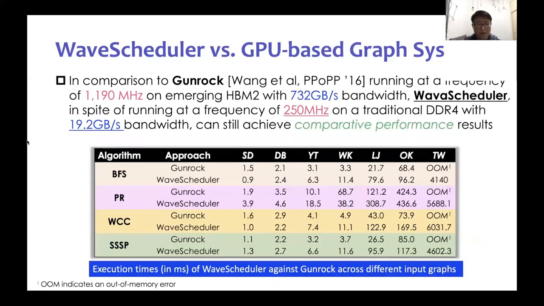We finally compared Weave Scheduler with the state-of-the-art GPU-based graph processing system, Gunrock. Weave Scheduler can still achieve competitive performance results. More importantly, Weave Scheduler reports the power of only 18 watts, showing a better energy efficiency over Gunrock at 250 watts.